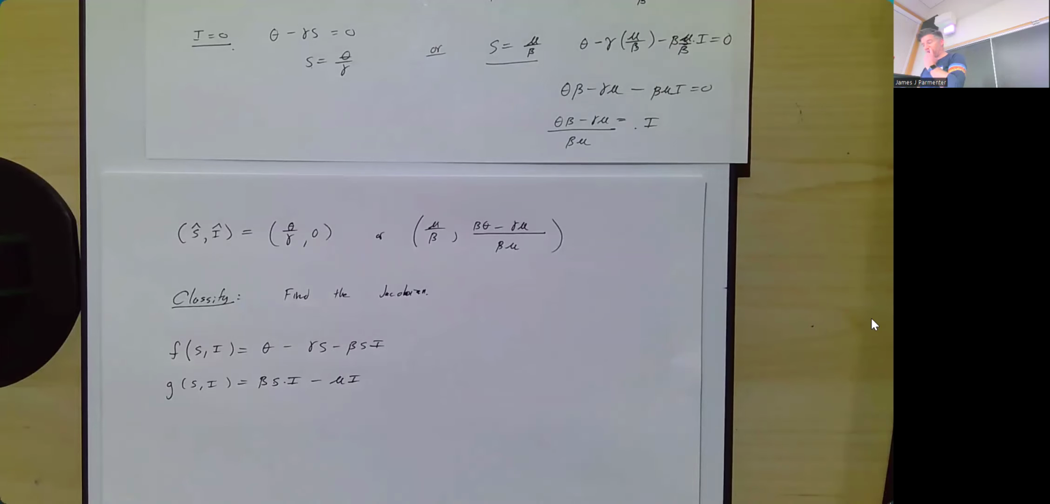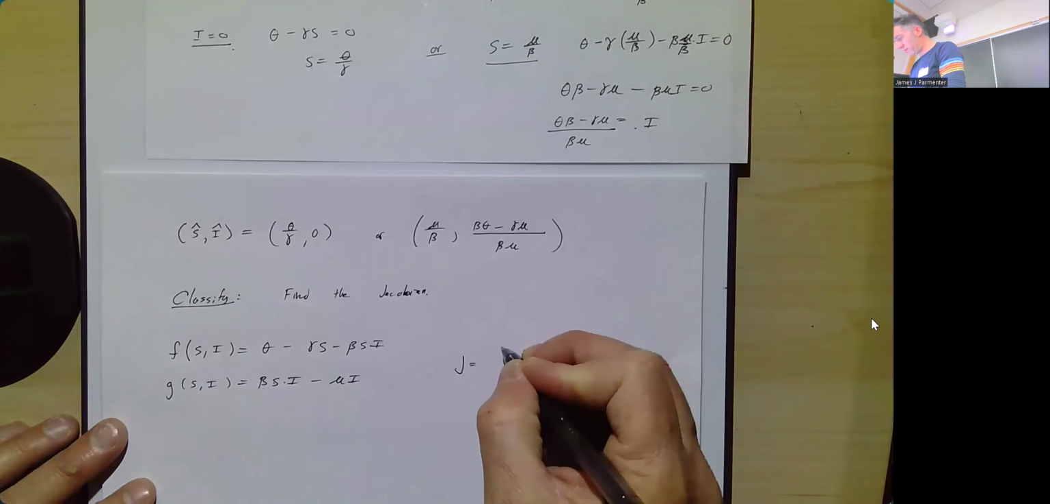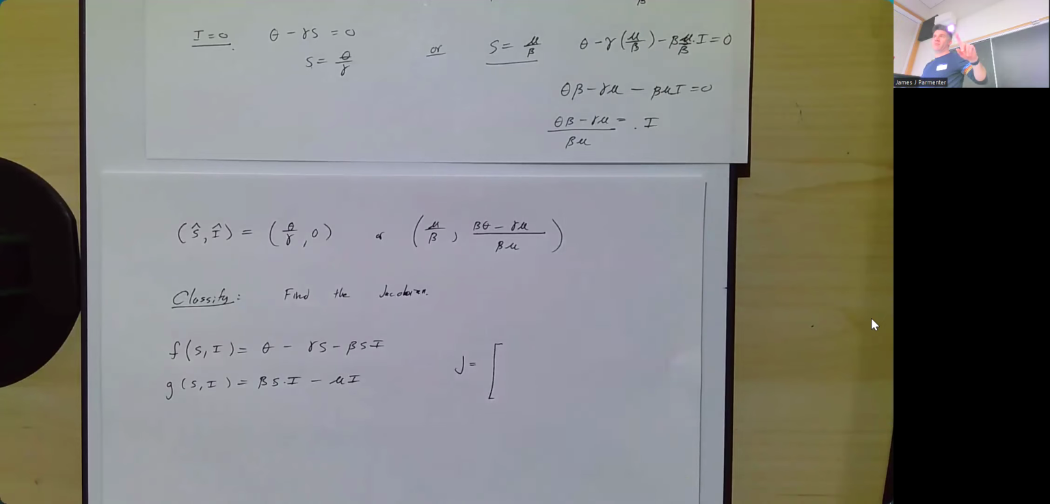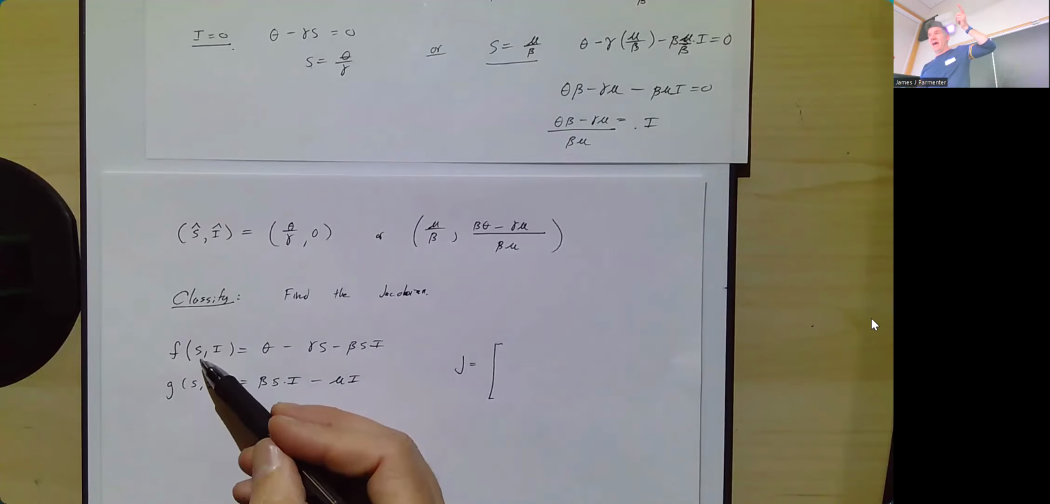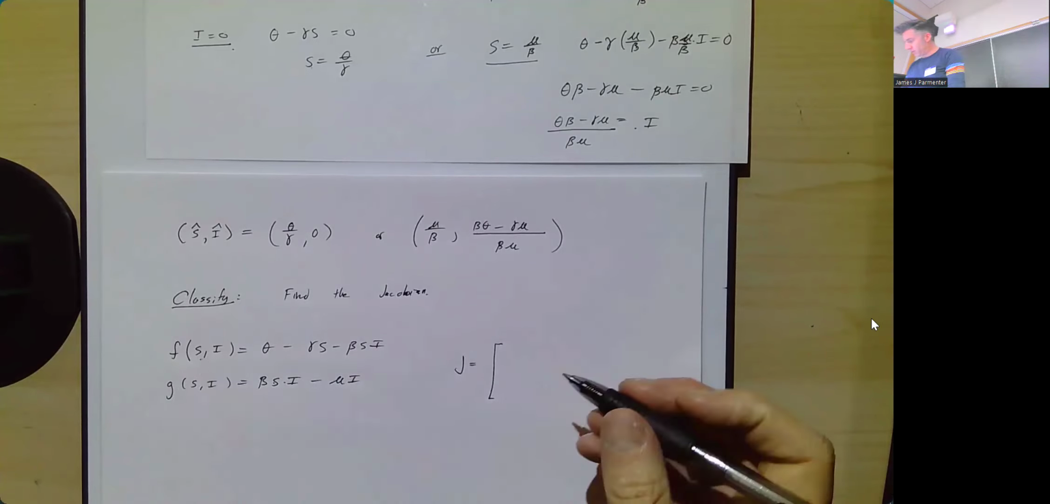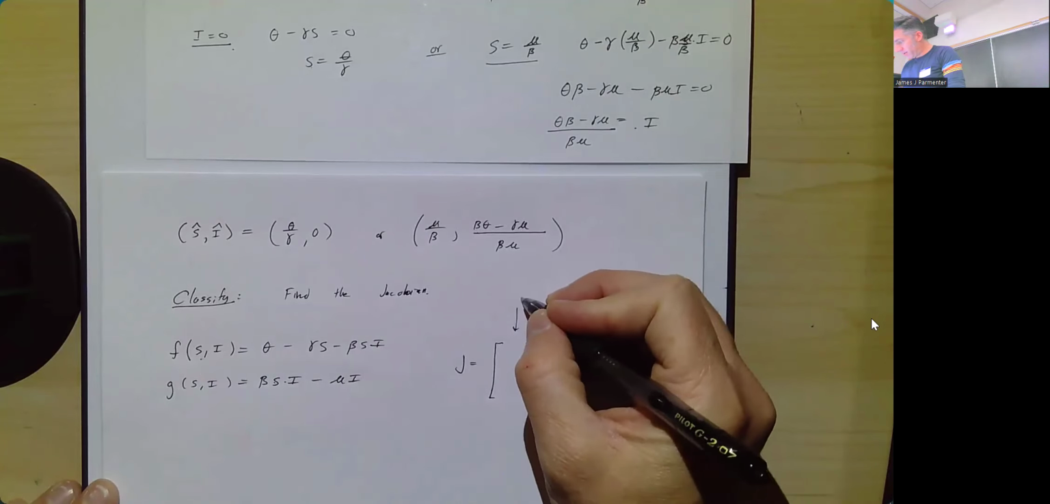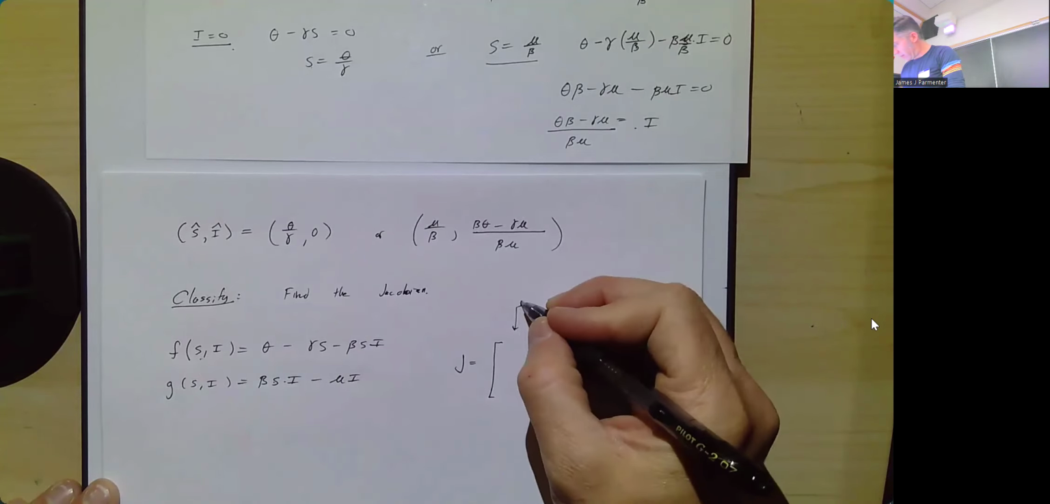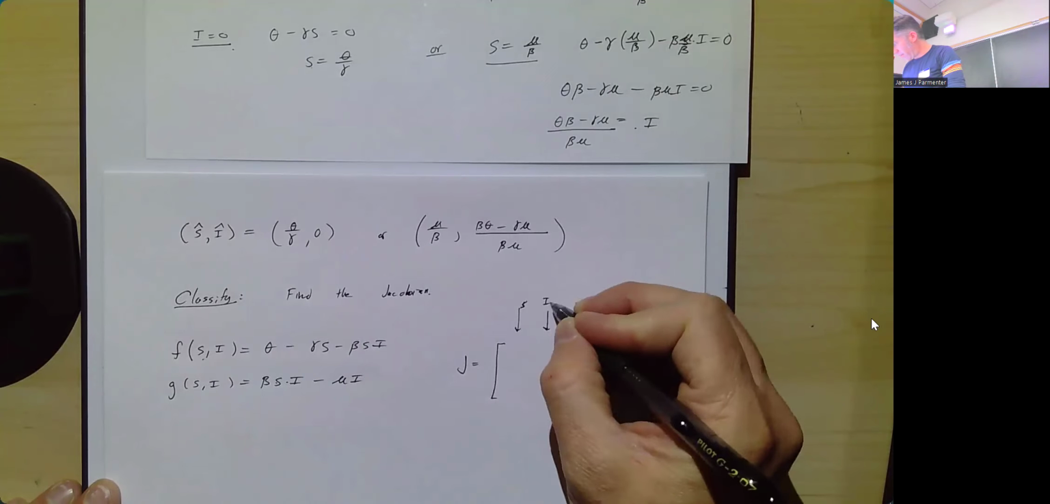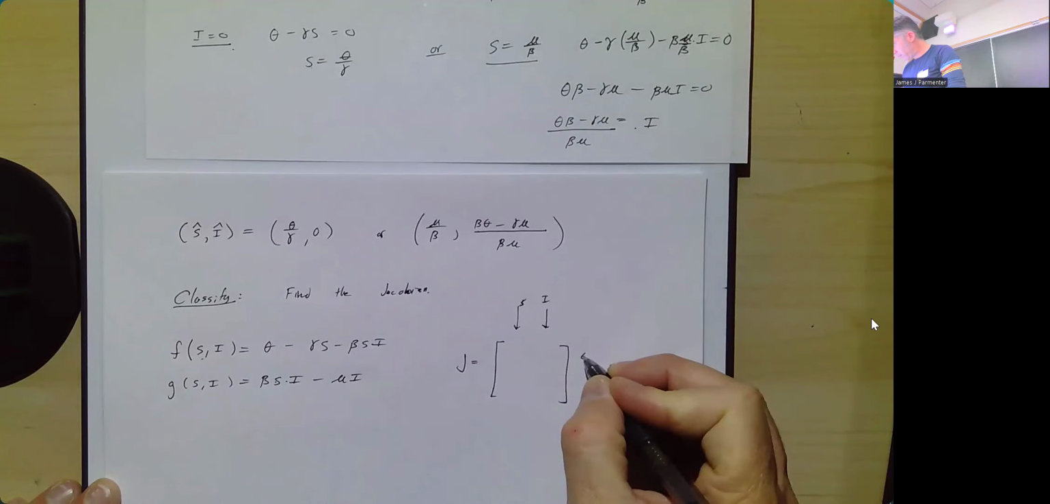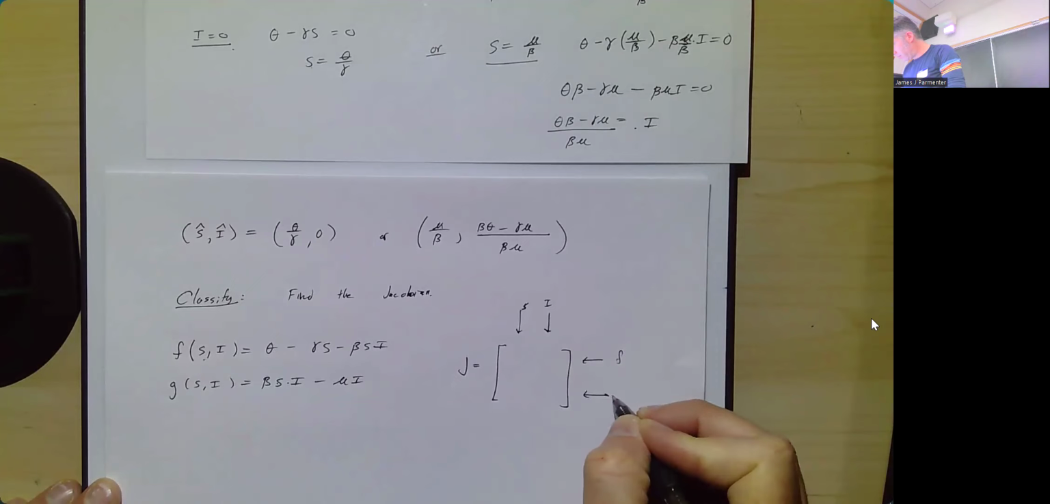Then we're going to find the Jacobian. Here's the way I always remember it: each row is a different equation, so the first row is f and the second row is g. Each column is differentiating with respect to a different variable. The first column is differentiating with respect to the first variable, which is s, and the second column is I.